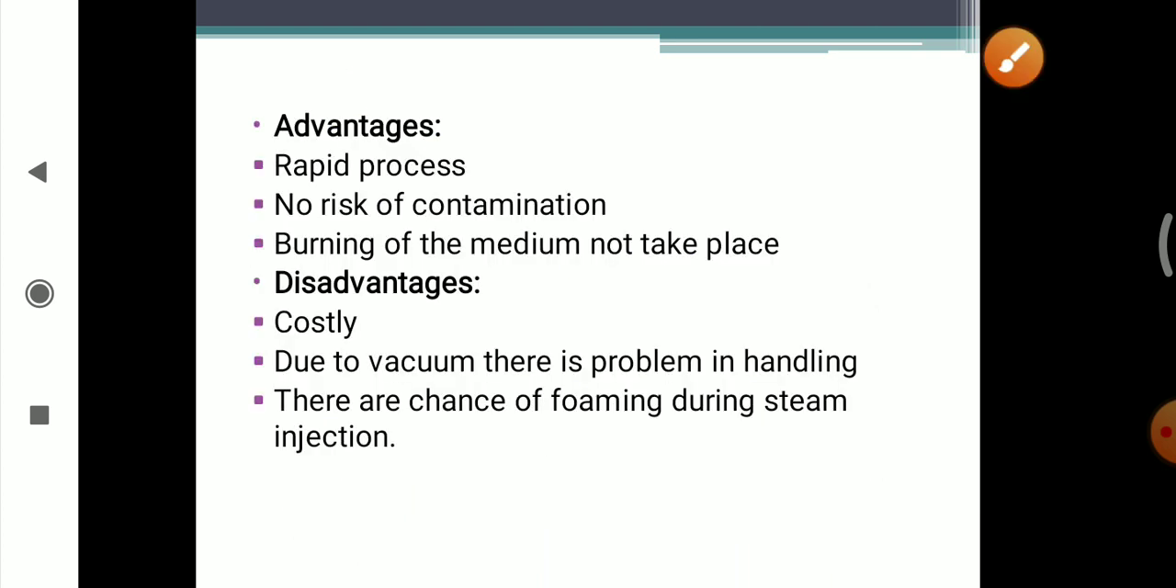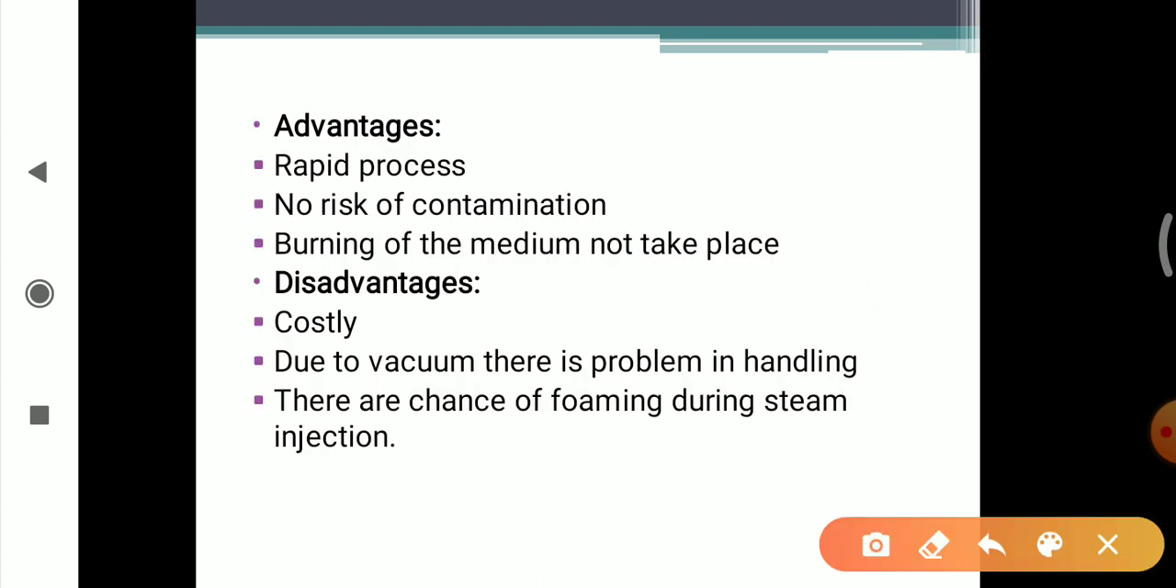Now we will see the advantages and disadvantages of using this technique. The advantages are a rapid process and no risk of contamination. Burning of the medium does not take place because hotter surfaces do not come in contact with the medium. But the disadvantages are that it is costly. Due to the vacuum, there is a problem in handling. There is also a chance of foaming due to steam injection, because we are directly injecting steam into the medium.